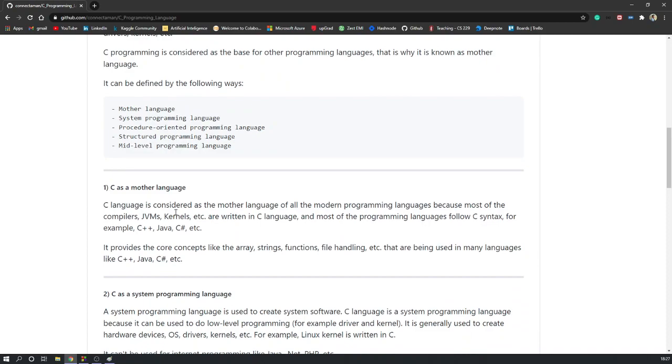Now, why do they usually call C by these names? Why is C usually called the mother language? As I said, it is a basic programming language, because of which the basic concepts that you use in other languages can be understood thoroughly in C, and it's very easy to interpret and write in C.